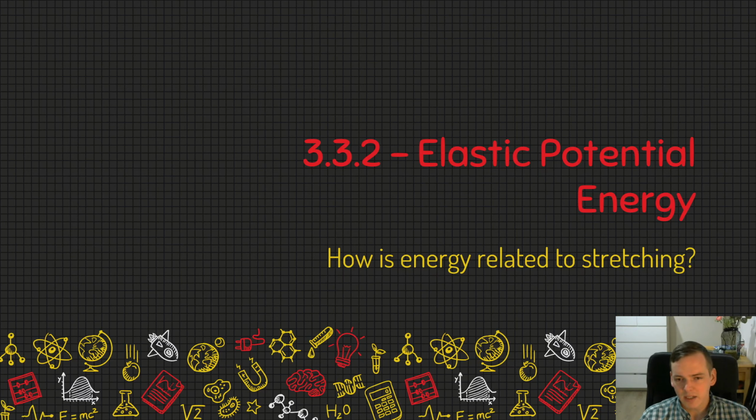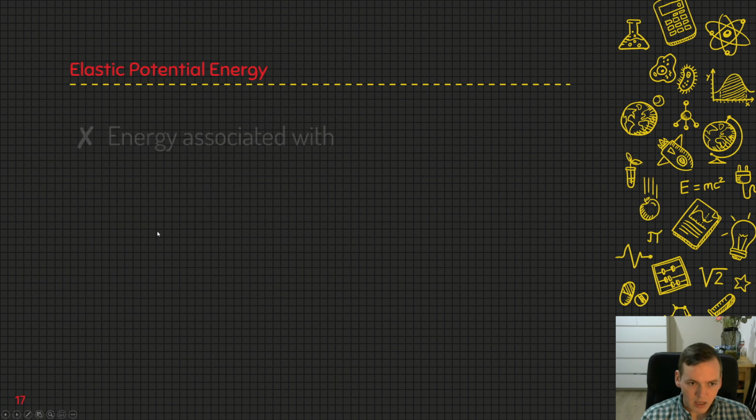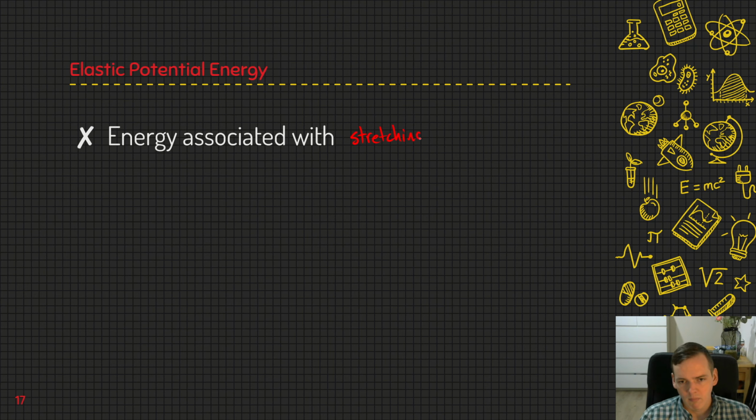Now we're getting to kind of the meat of springs, which is specifically looking at elastic potential energy. So how is energy related to something that's compressing or stretching and storing energy in that kind of arrangement of the material? So let's talk about elastic potential energy, and it's the energy associated with stretching or compressing an object.